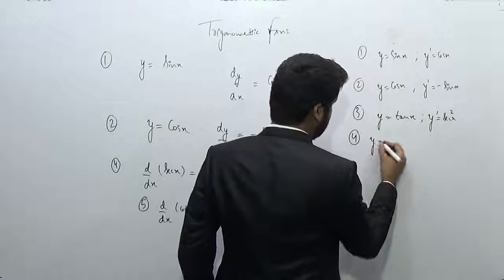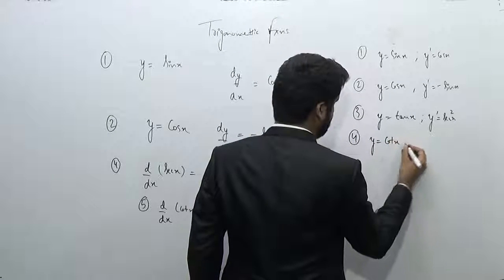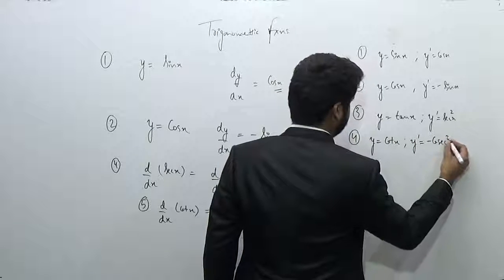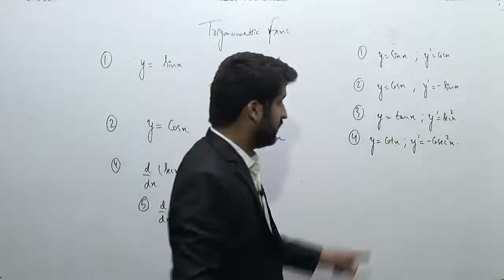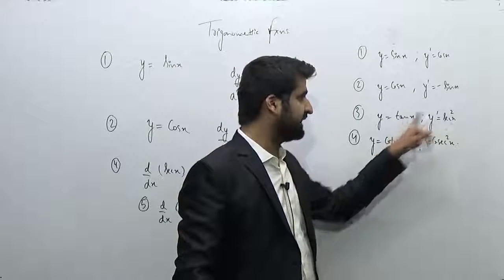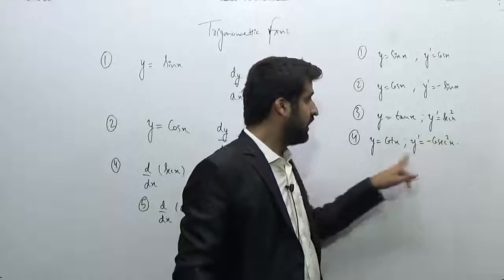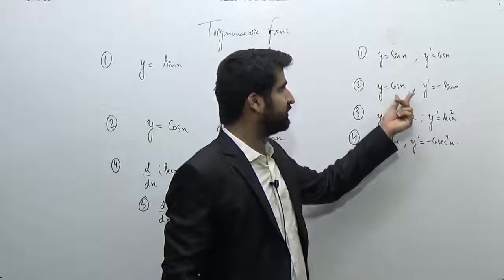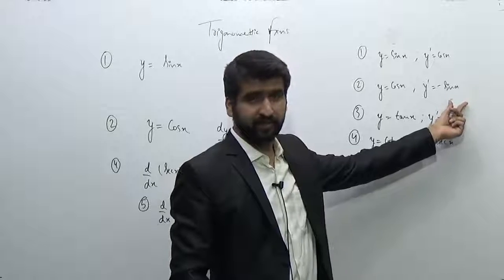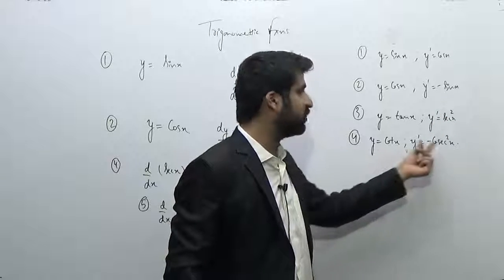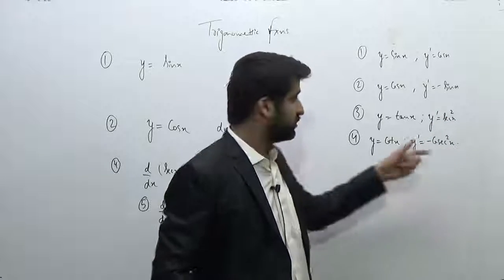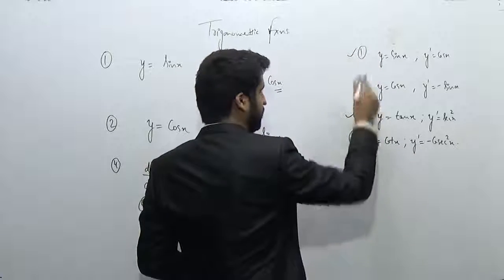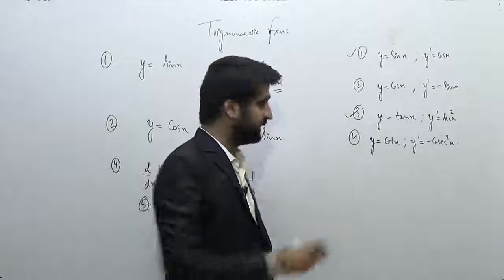Similarly, fourth is y is equal to cot x. Then y dash is equal to minus cosec square x. Now see, in this case also tan x differentiation is sec square x and cot x is minus cosec square x. Like in this case, the differentiation of cos x was coming out to be minus sin x. In this case, the differentiation of cot x is minus cosec square x. So this is a very easy way to remember. If you remember this one and this one, you will easily remember the other ones, right?